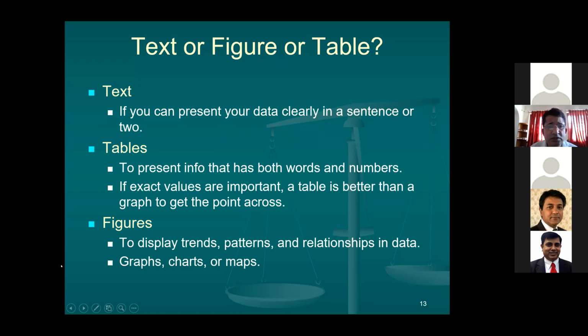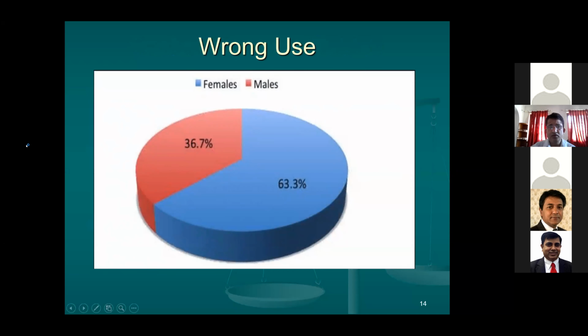For a figure, to display trends, patterns, or relationships in data, a figure is beautiful. And the types of figures we use in our clinical practice are graphs, charts, and maps. I'll show that later. So this, I feel, is a wrong use of a visual, a graph. A pie chart. We are describing there are 50 patients, 24 are females, 26 are male, and there is no use of wasting a pie chart just to write that. That could have been just written in a sentence.